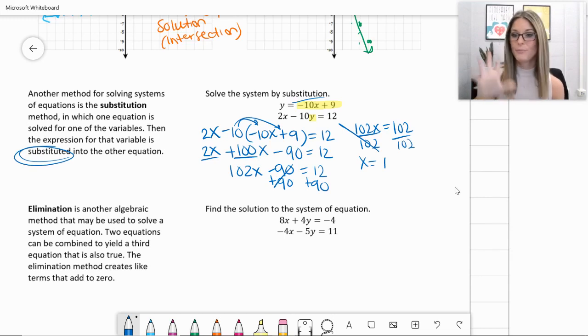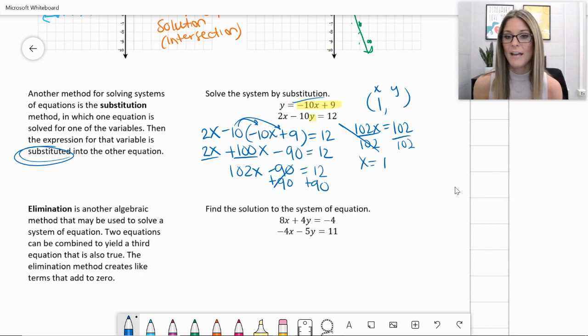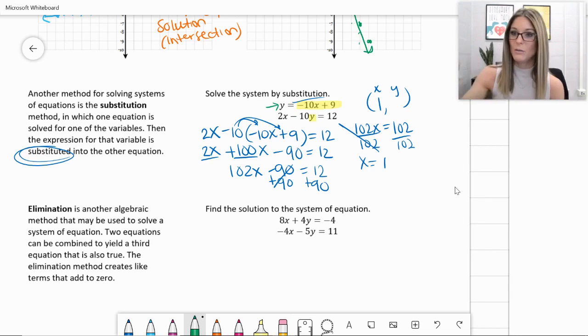Okay, now the answer to a system is the ordered pair that both equations share, that they have in common. So our answer is an ordered pair, and so far I have that x is 1. Oh, Miss Brian, there's more. It's okay. From here, it's not too bad. I'm going to use that top equation that says y is equal to negative 10x plus 9 to help me figure out what y is equal to.